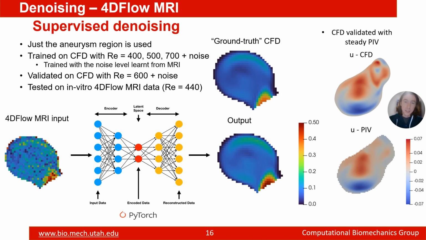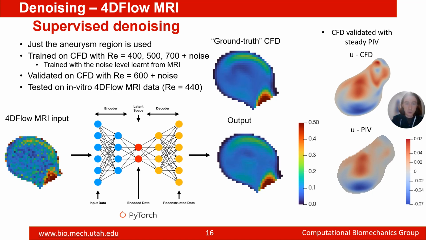For a supervised denoising scenario, we need CFD data. So we did a few CFD simulations. To validate the CFD, we have steady PIV results on the right, comparing with steady CFD, and they show good agreement. So we are training on three CFD simulations with three different Reynolds numbers plus artificial noise at the noise level that was inferred from the 4D flow MRI snapshots. We test this method on the in vitro 4D flow MRI data.